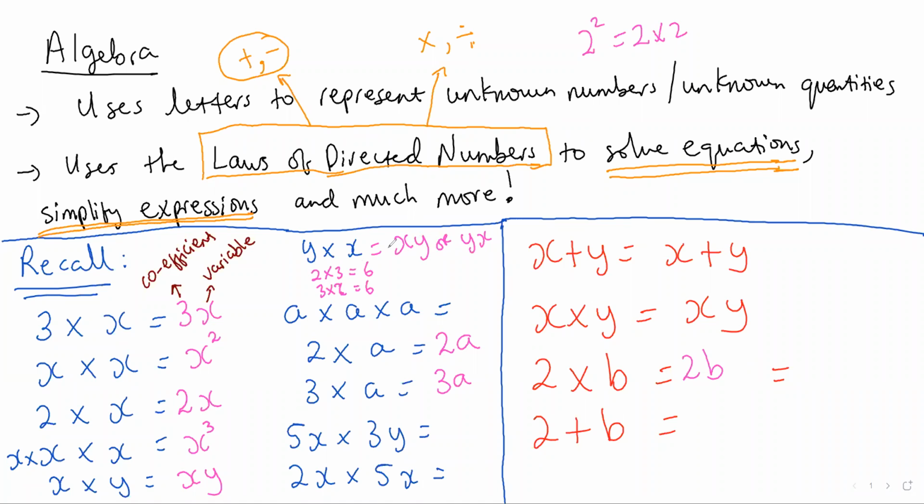But I prefer it in alphabetical order. So if I have y by x, I'll put xy. Alphabetical order. Nice. If you have the next one here to do, a multiplied by a multiplied by a, this is a to the power 3, or a cubed. Nice.